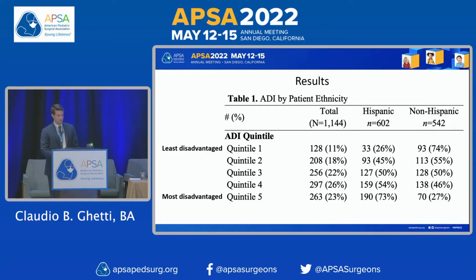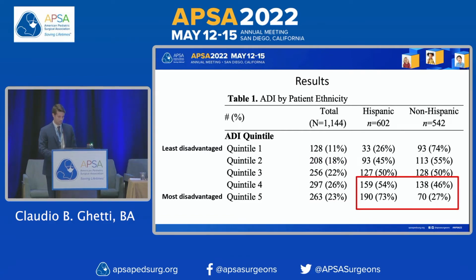This is a table highlighting the ADI breakdown by patient ethnicity. Starting at the top, quintile 1 is the least disadvantaged quintile, and at the bottom, quintile 5 is the most disadvantaged quintile. The first thing I'd like to bring your attention to is the fact that quintiles 2 through 5 are relatively evenly distributed, but we did note a significantly smaller sample size in the least disadvantaged quintile 1.